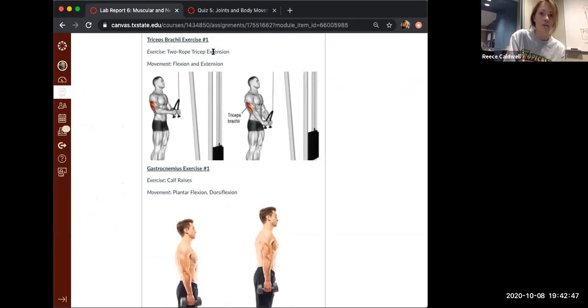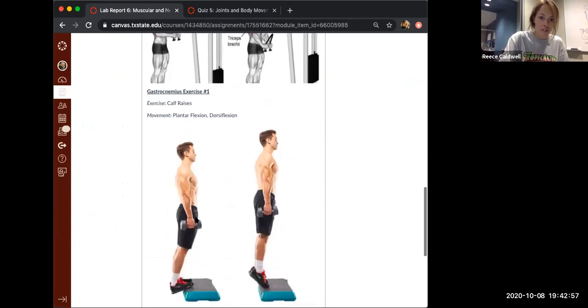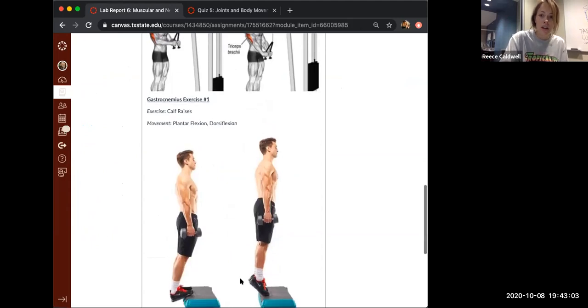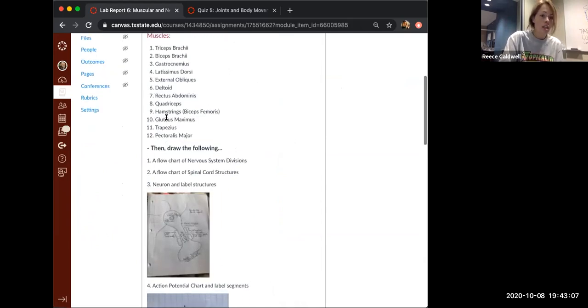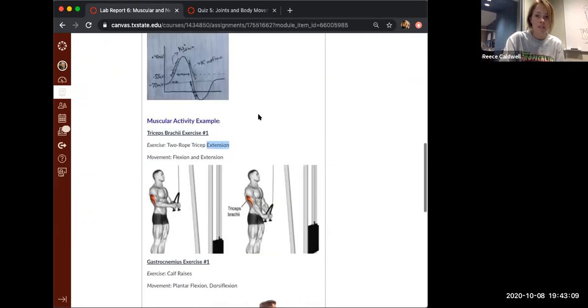And that's easy to know because in most of these exercises it says tricep extension, which is, of course, flexion and extension. For the gastrocnemius, I have calf raises, so you just attach like a picture. And he's obviously doing dorsiflexion and plantar flexion. So, do 12 of those for these 12 exercises. It sounds like a lot, but it's not bad.